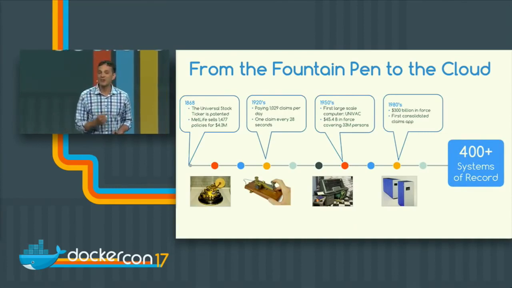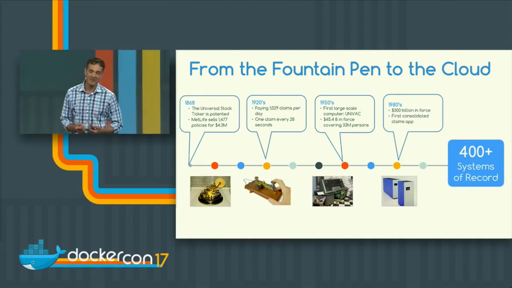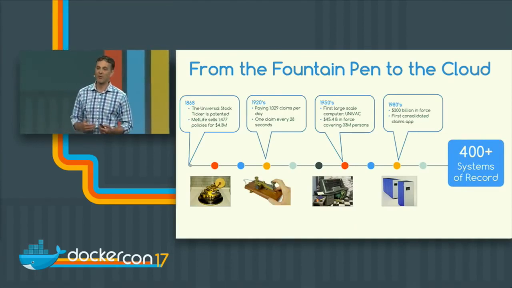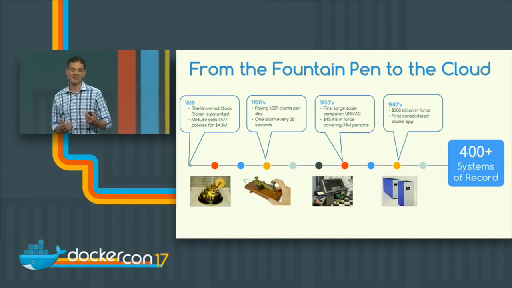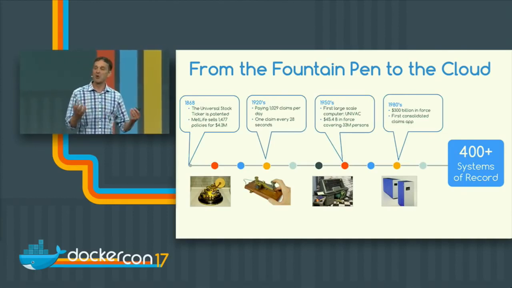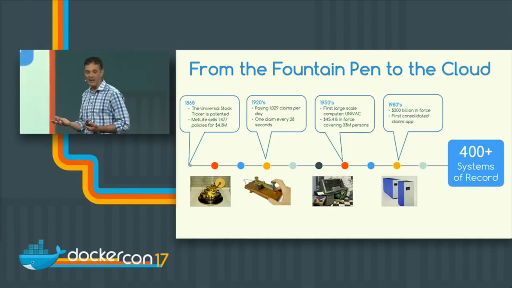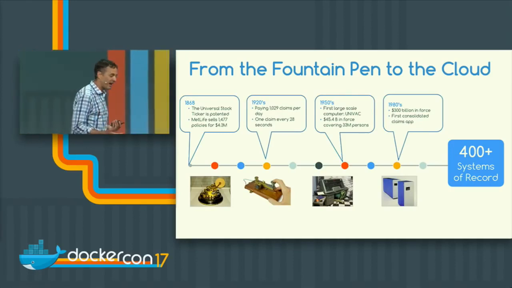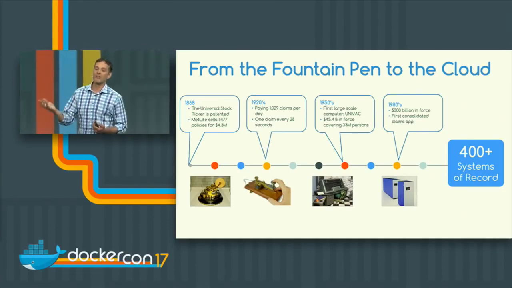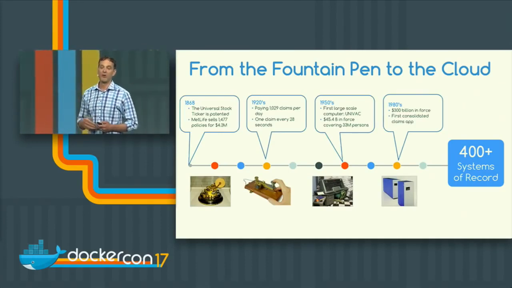And then in 2000, MetLife becomes a public company. Right? And this fuels another wave of growth. Right? We acquire new businesses. We expand into emerging and developing markets. We go into adjacent businesses. And what we end up with by the first part of this decade is over 400 systems of record spread around the world.